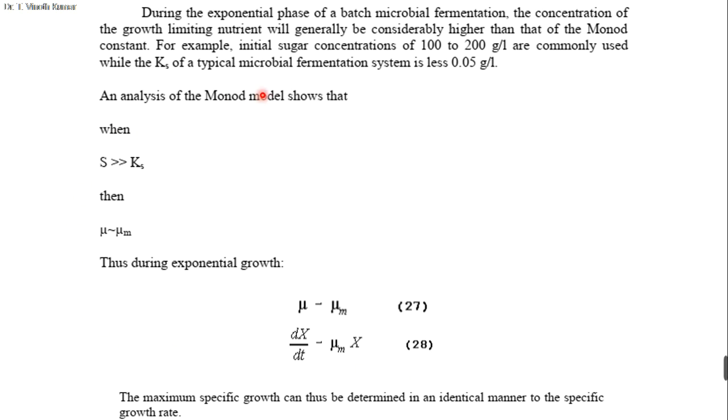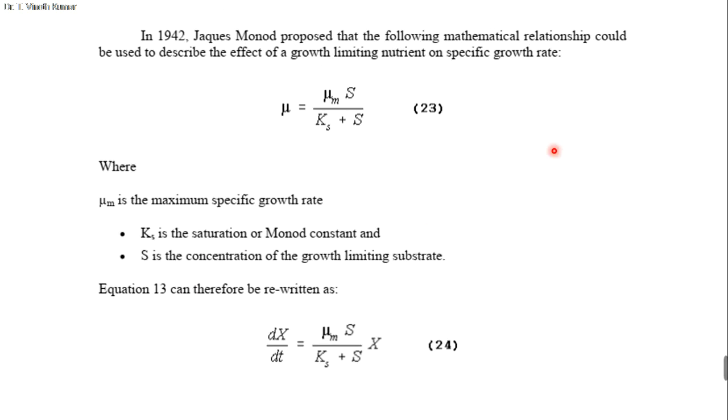The analysis of the Monod model shows that when S is more than the value of Ks, then mu is approximately equal to mu m. That is, mu m is the maximum level, that means you can see here, this is the mu m level. So we are going to calculate the mu m. How can we calculate mu m? So mu m is nothing but the maximum specific growth rate.